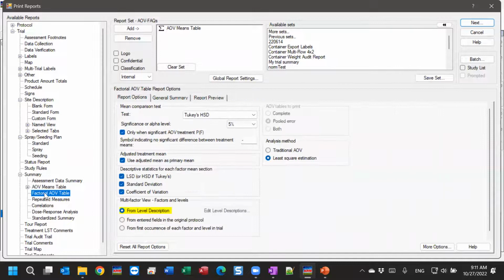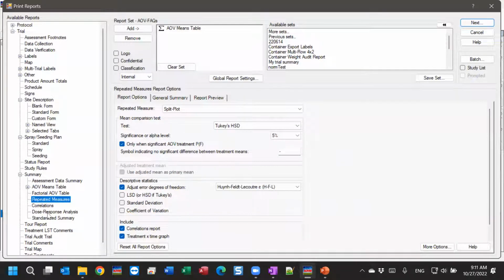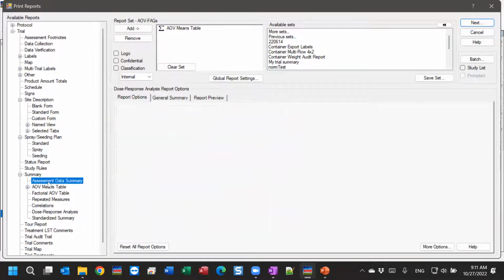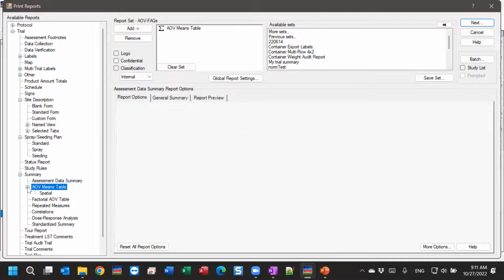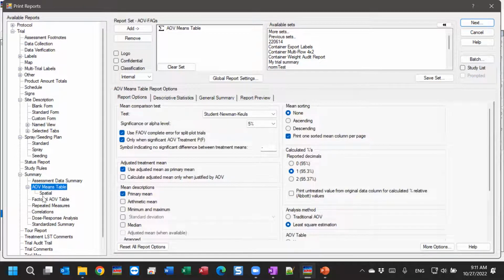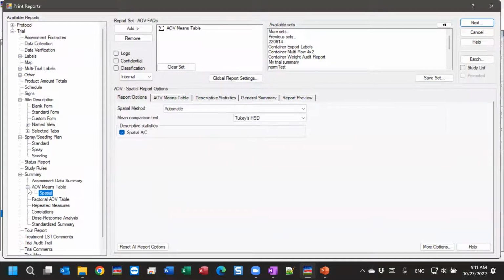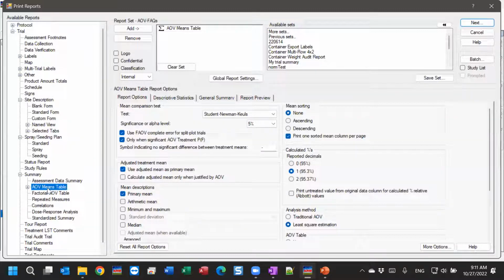If you are in a multi-factor design, we have a factorial AOV table. There's a repeated measures analysis, dose response analysis. The assessment data summary prints out all of the individual data values and gives you just a simple treatment mean. So those are some other examples. We also have a spatial report that's just the AOV means table, but runs some spatial analysis with it. But the big hitter, the one that's most commonly used, definitely is the AOV means table report.